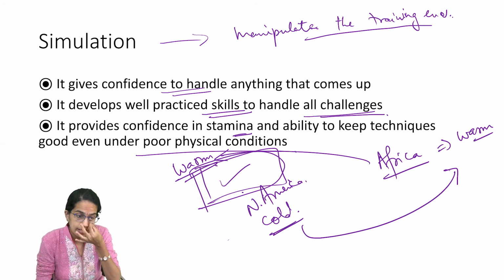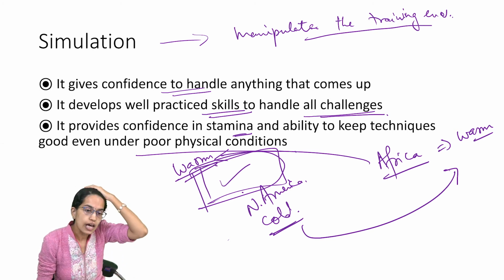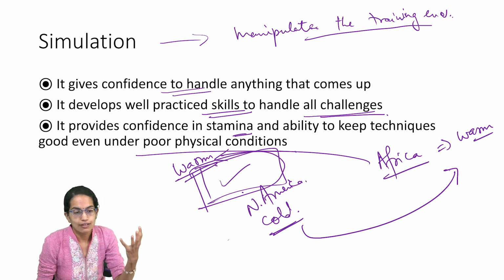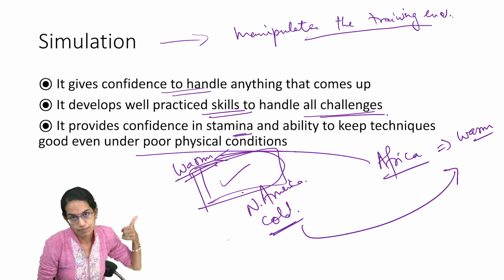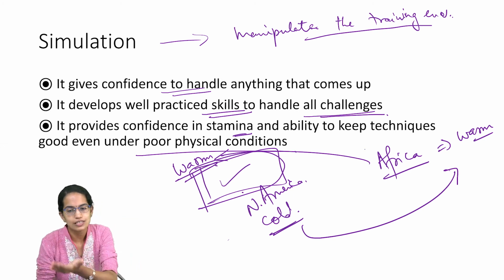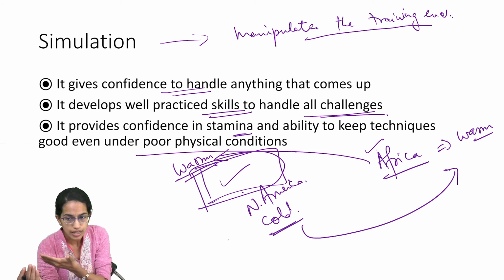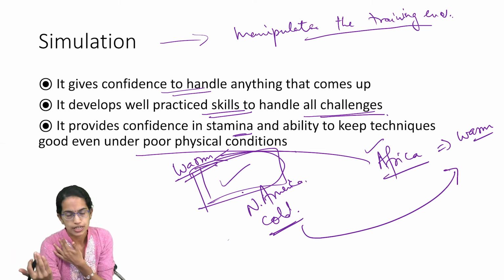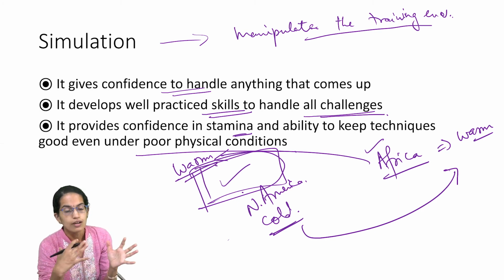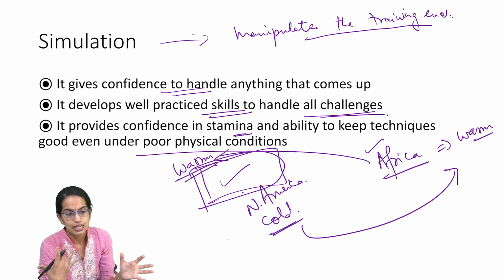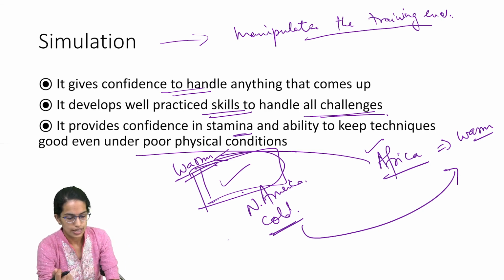With this manipulated training environment, the person is now able to handle that level of physical stress, the poor physical condition, poor for that person indeed, because for others it's perfectly fine. For those living in Africa, that climate is perfectly fine, but for a person coming from North America to the region of Africa, with that change in the climate, it is an extreme physical condition change that the person has to fit into.